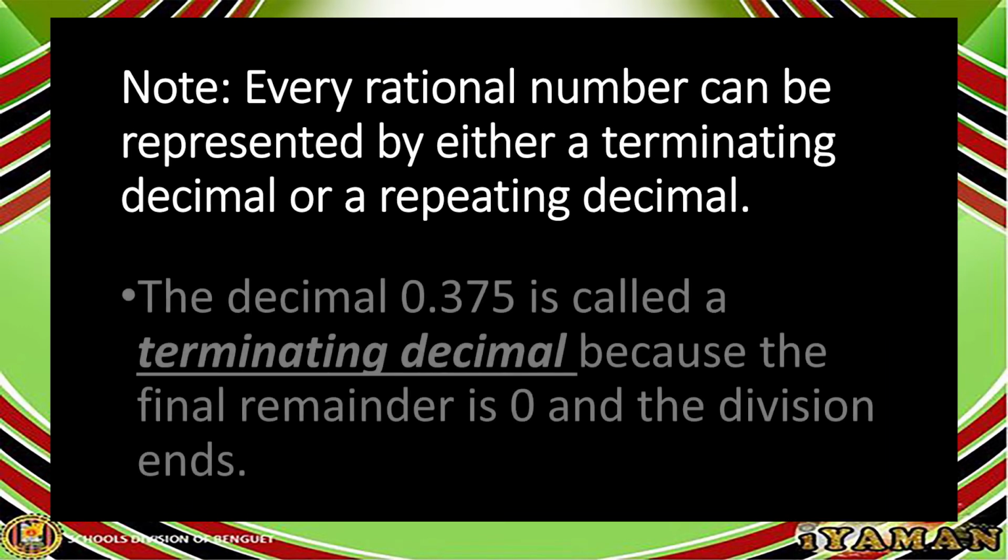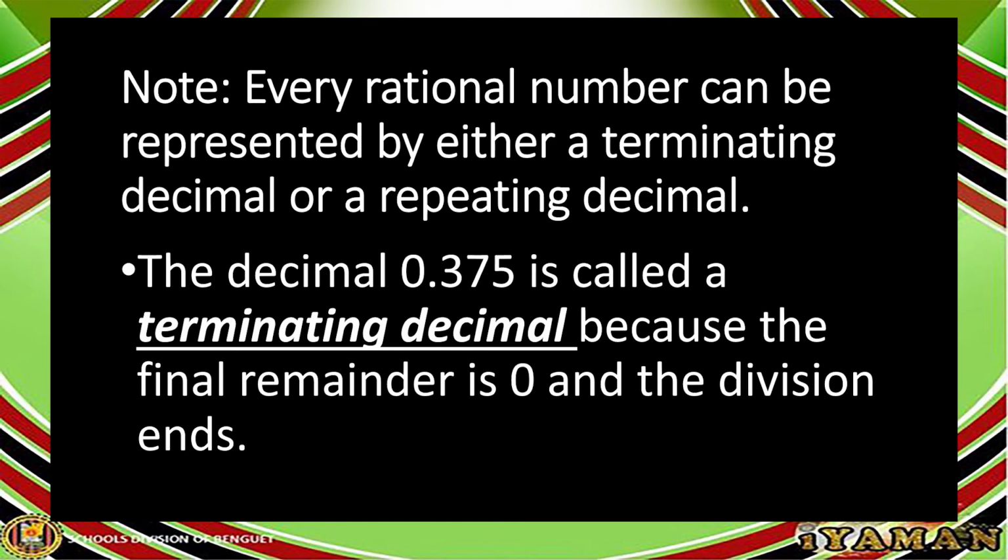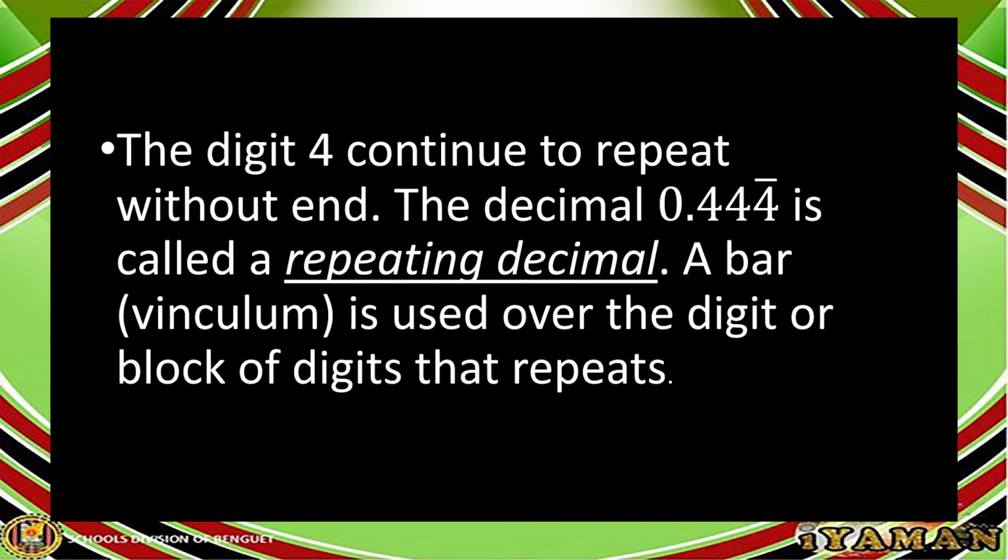The decimal 0.375 is called a terminating decimal because the final remainder is 0 and the division ends, which means the decimal is not continuous. The digit 4 continued to repeat without end. The decimal 0.444 is called a repeating decimal. A bar or vinculum is used over the digit or block of digits that repeats.